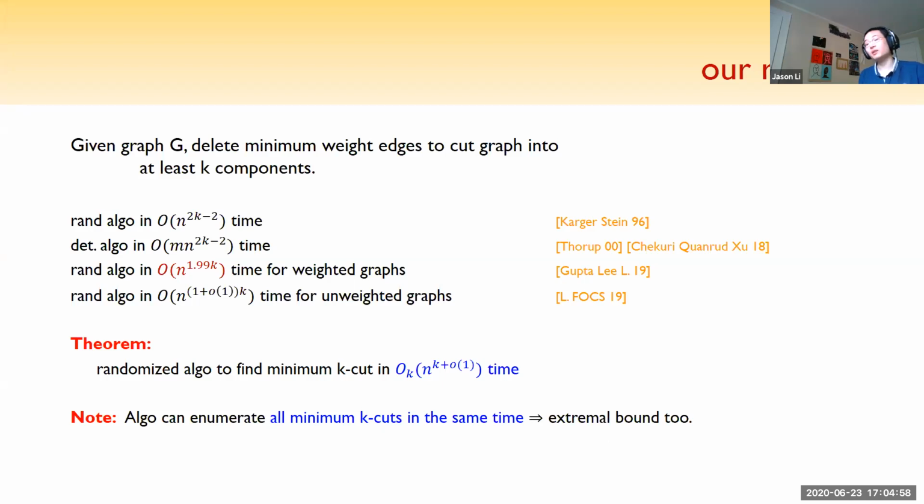So what is our algorithm? It turns out our algorithm is just the original Karger-Stein randomized contraction algorithm. The same algorithm, but we provide a better analysis.